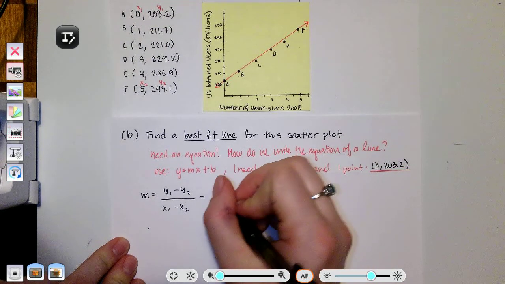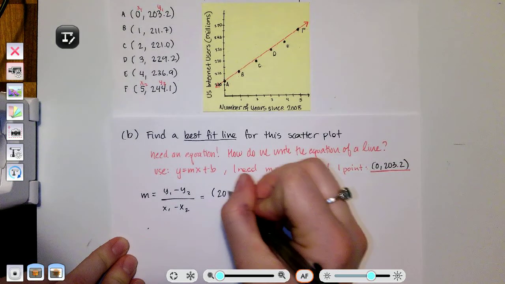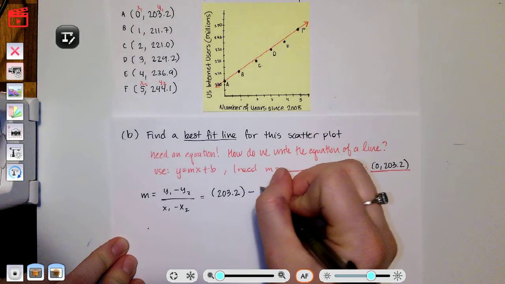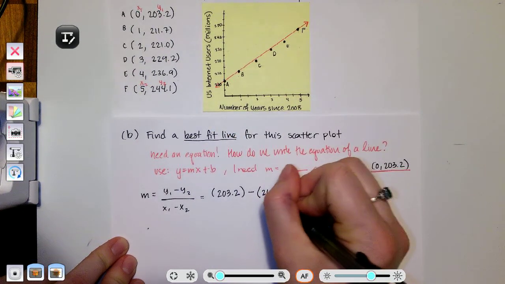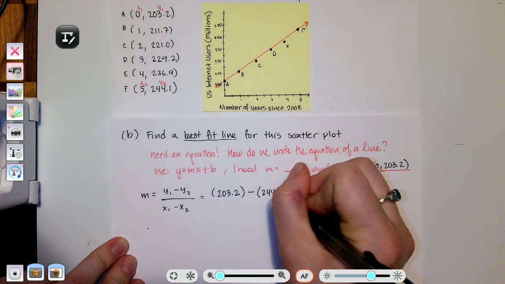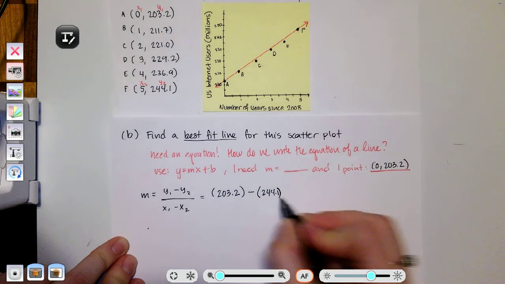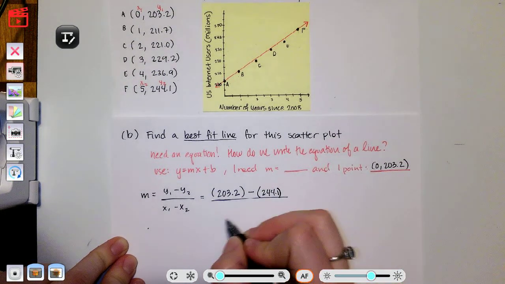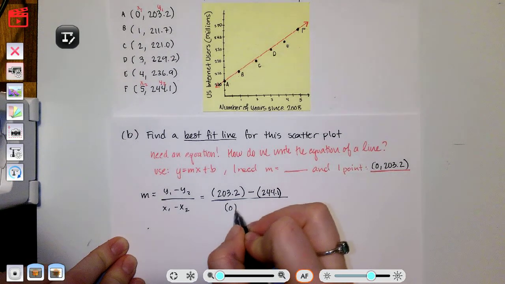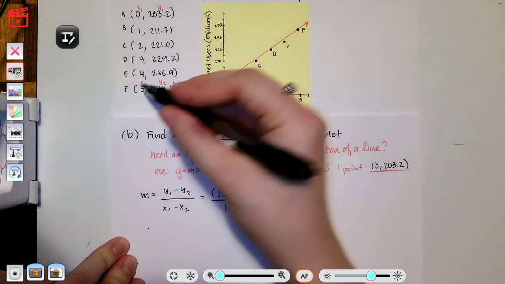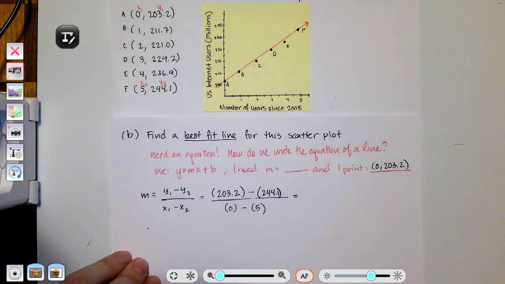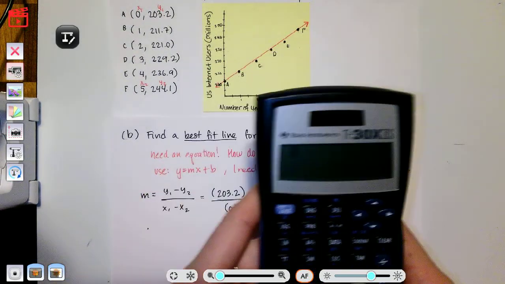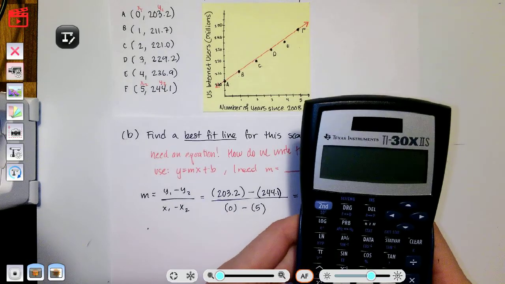Alright, so let's take a look. My Y1 value was 203.2, and we're subtracting from that my Y2 value, which is 244.1. And then x sub 1 is 0 minus my x sub 2 is 5. Alright, and I am not going to do that in my head. I will go ahead and pull out my calculator. It's late.